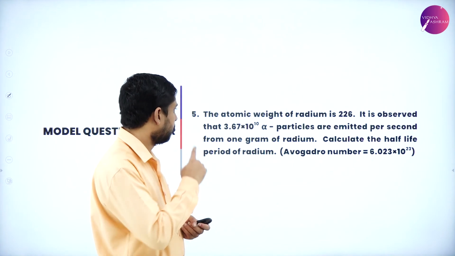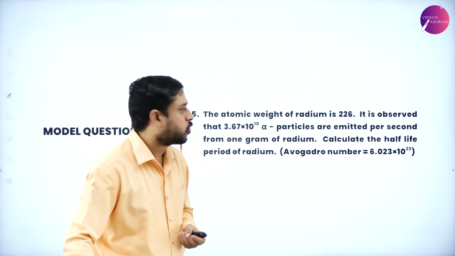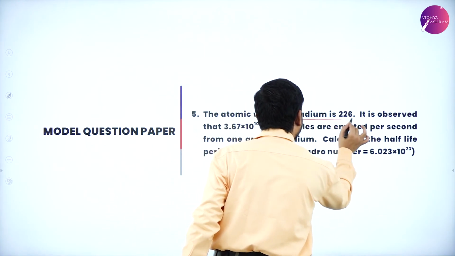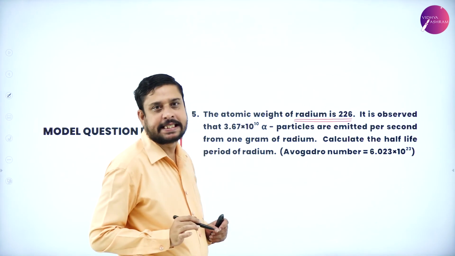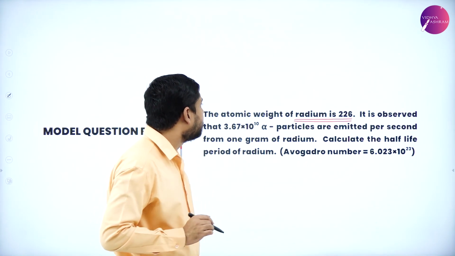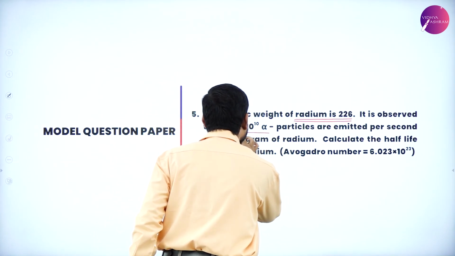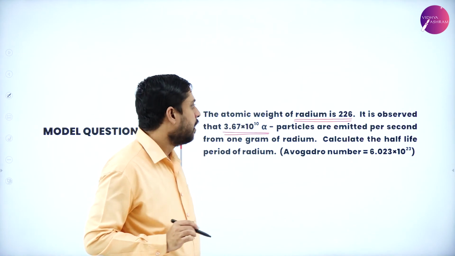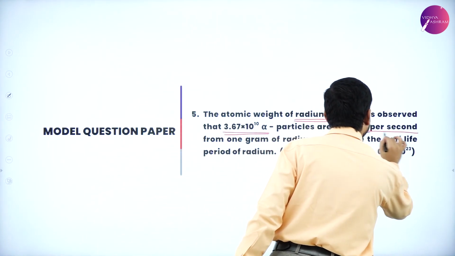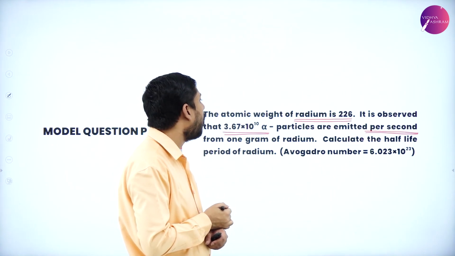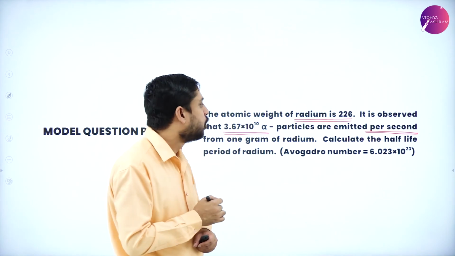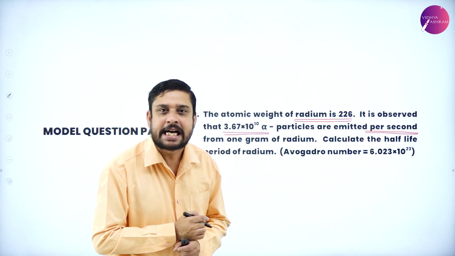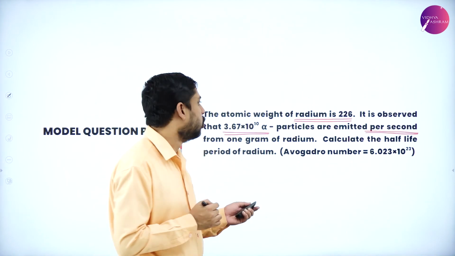The next one. So students, the problem says the atomic weight of radium is 226. It is observed 3.67 into 10 power 10 alpha particles are emitted per second from 1 gram of radium. I have to calculate the half-life of radium. This is purely an assignment for you all. I will give you the hint, do the substitutions.